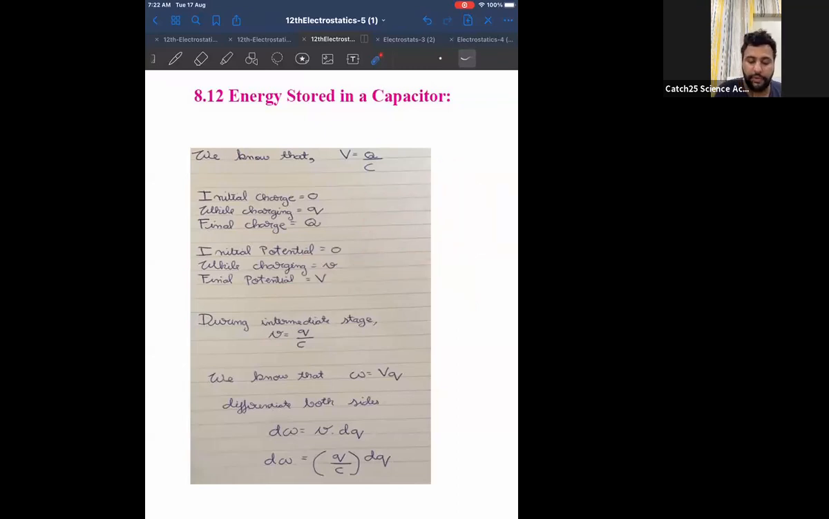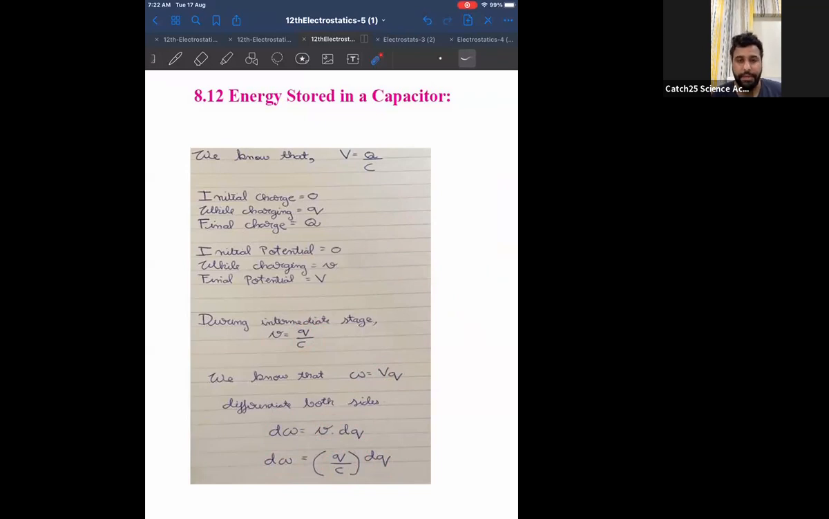Then I start with the formula for work done. W is equal to VQ. I differentiate. Differentiation of W, dW. Differentiation of capital V, small v. Differentiation of Q, dQ. dW as it is. V can be written as small q by C dQ.